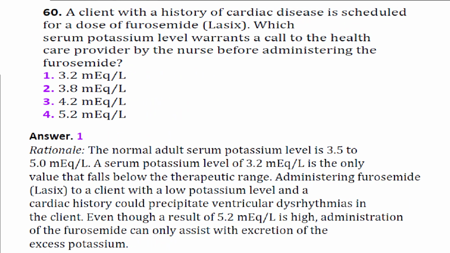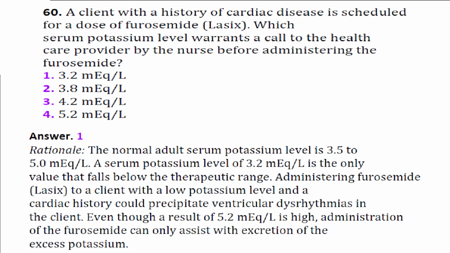60. A client with a history of cardiac disease is scheduled for a dose of furosemide, Lasix. Which serum potassium level warrants a call to the healthcare provider by the nurse before administering the furosemide? 1. 3.2 mg/L. 2. 3.8 mg/L. 3. 4.2 mg/L. 4. 5.2 mg/L.